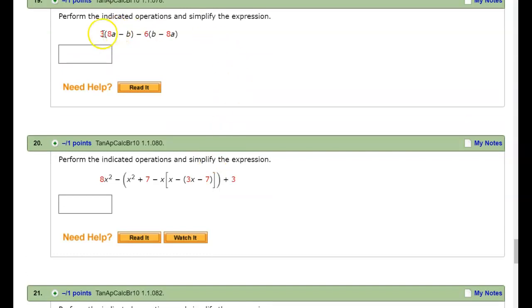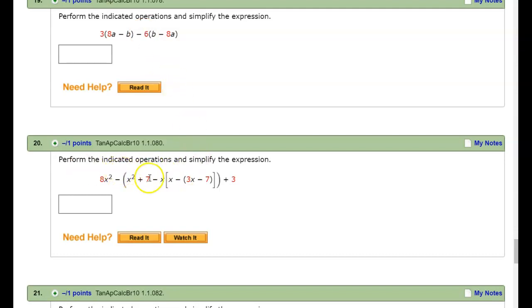You have the same kind of distribution going on here. I'm going to distribute the number that's on the outside in the front here. 3 into here is going to give me 28a minus 3b. Notice here I'm distributing in negative 6. So I'll get negative 6b plus 48a. If you've forgotten what 6 times 8 is, make sure you're getting out your calculator and making all these numbers correct.